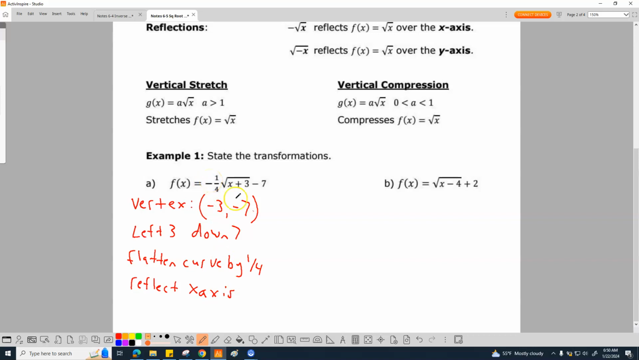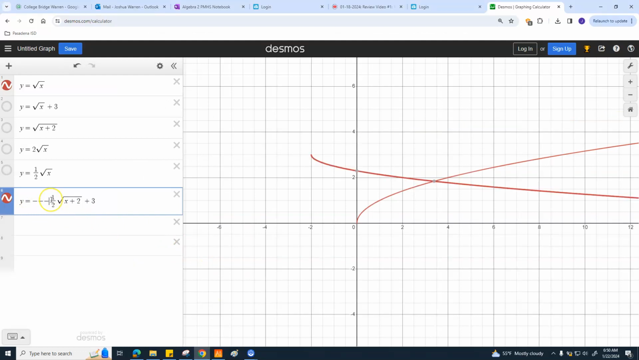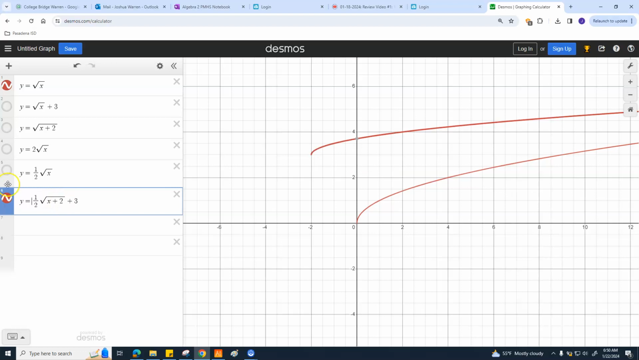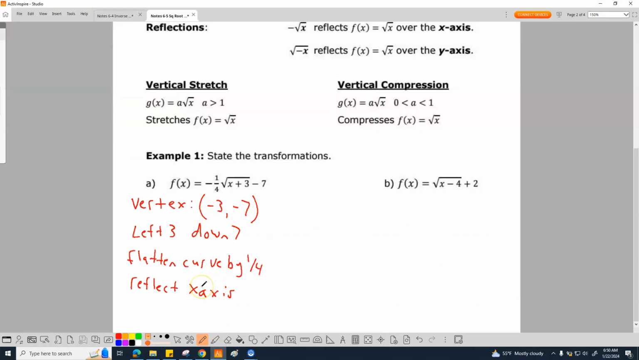And again, to demonstrate that one more time, reflect over the x-axis. You ready? Here it is. Boom, boom, boom, boom, boom, boom, boom. That's what it means to flip over the x-axis. And if you want to see it on the original one, I'll put it up here on the original one. Boom, flipped over the x-axis. So that's what that means, reflection over the x-axis.